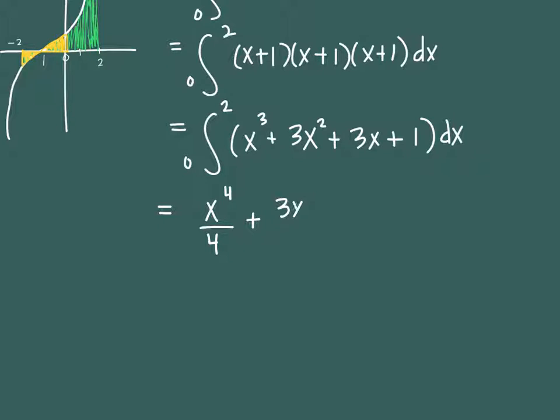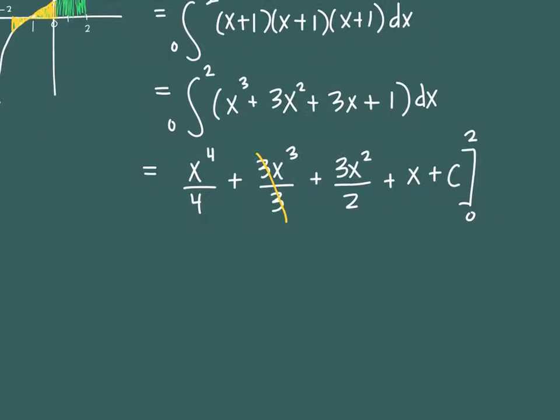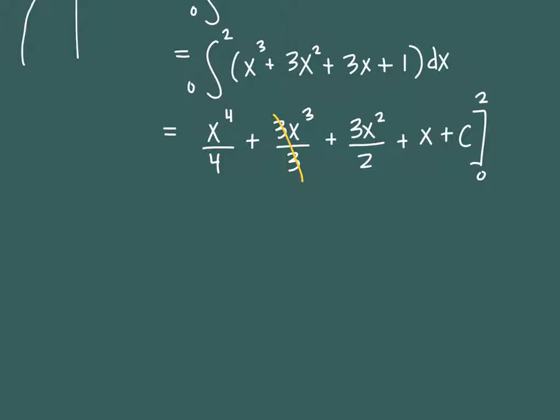Then it would become 3x to the 3rd divided by its new power. It would become 3x to the 2nd divided by 2. It would become x with a plus c constant at the end, going from 0 to 2. You can simplify, the only thing you could simplify would be the 3's on the cubic term. Then you'll plug in your upper bound.